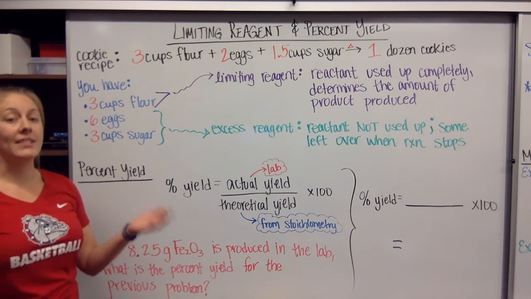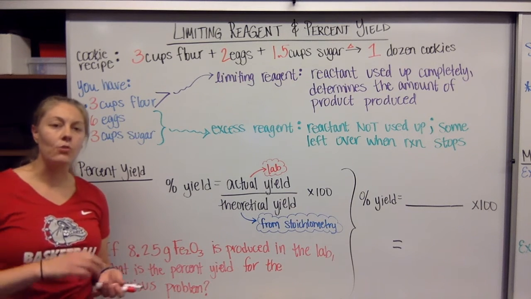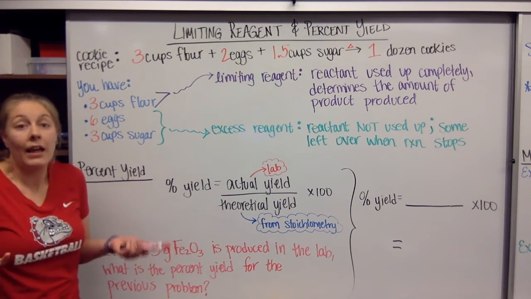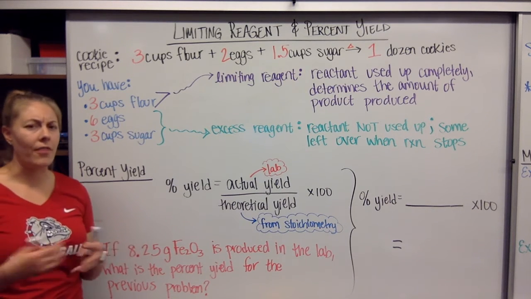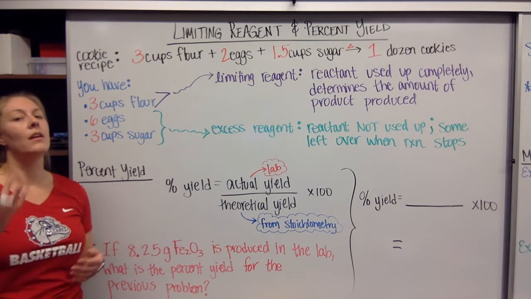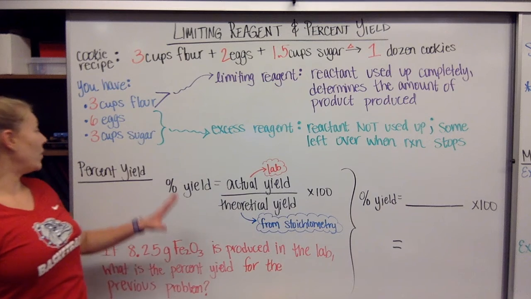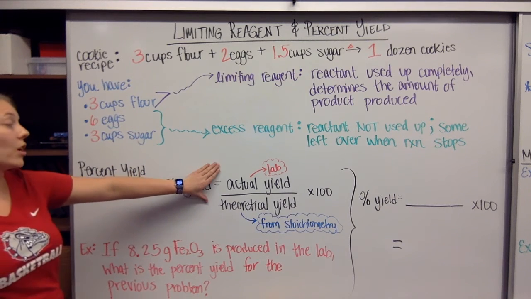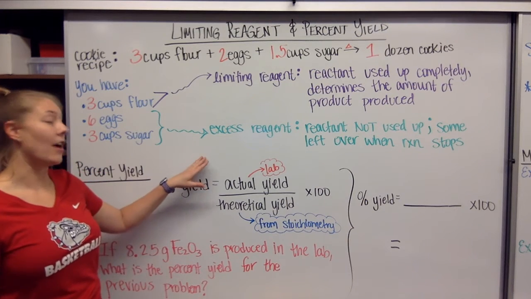Okay? Same idea with chemistry. When one reactant runs out, there's still going to be some left over, probably, usually, of the other reactant. It's very rare that they would both be used up entirely. Okay? So one will be the limiting, one will be the excess. All right? When we're looking at these, we're going to use calculations to figure out the percent yield.